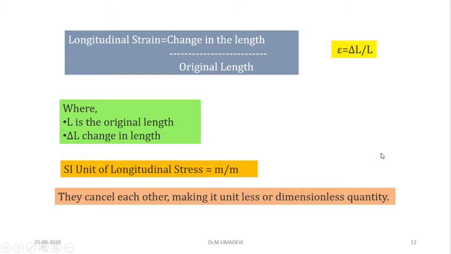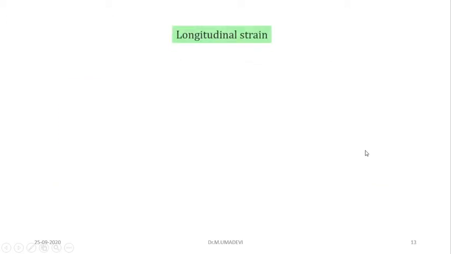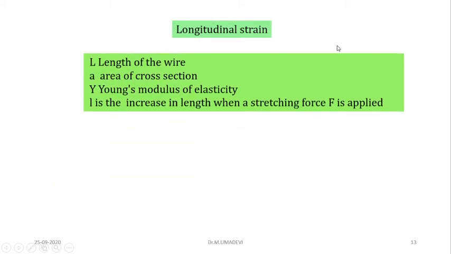So the unit is no unit, or you can say it is a dimensionless quantity. Let us see how to calculate the longitudinal strain. Before that, we'll see the symbols. L is the length of the wire, A is the area of cross section, Y is Young's modulus, and small l is the increase in length when a stretching force F is applied. We'll move to the calculation part.